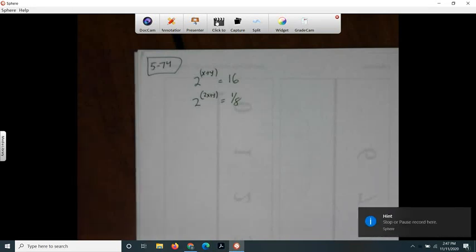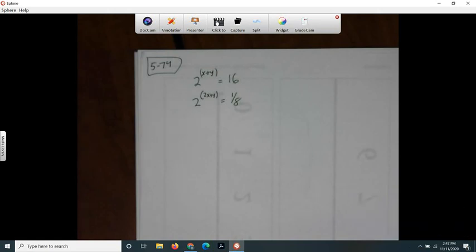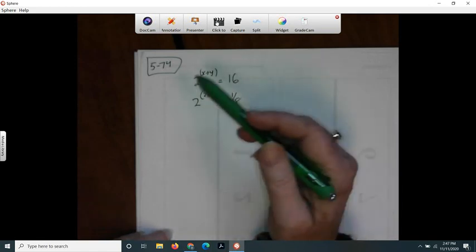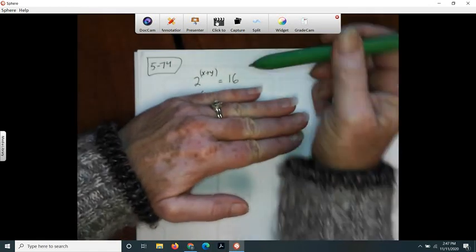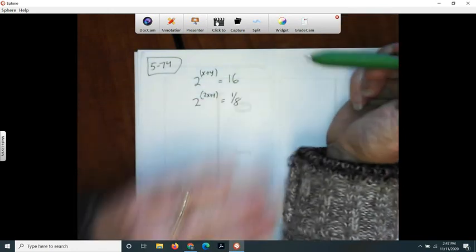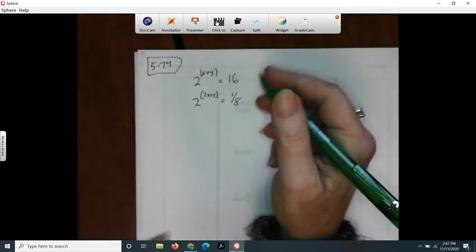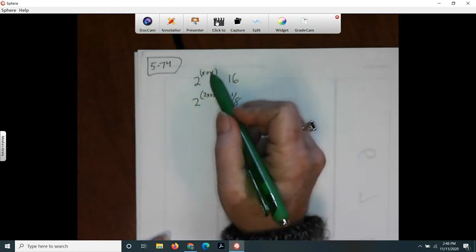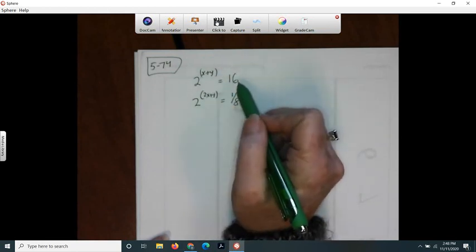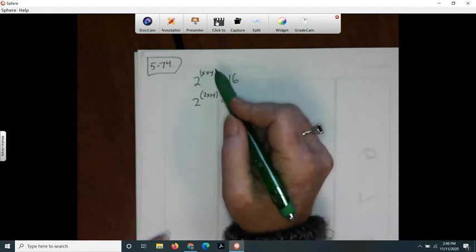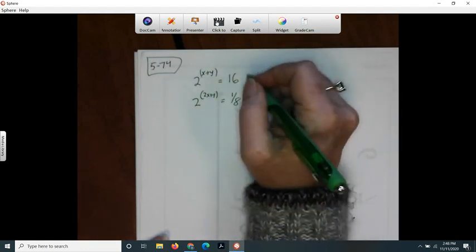Here's Integrated 3. It's problem 5-74. It says solve the system of equations. So it looks a little scary, but you've been doing these just like if you had one of these all by itself, you've done that before in your homework problems. You can write the 16 as 2 raised to a power, and then you can set the exponents equal to each other. So that's what I'm going to do.